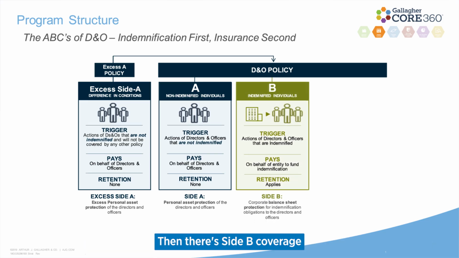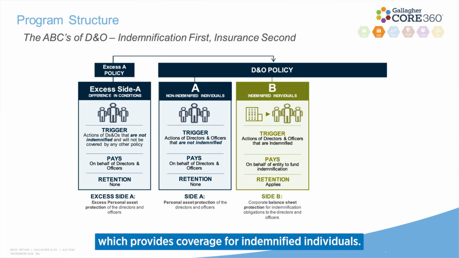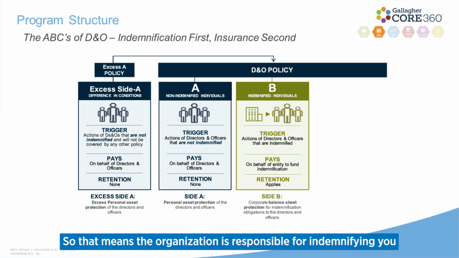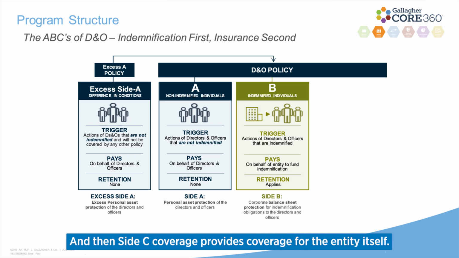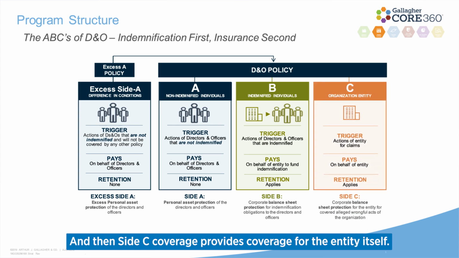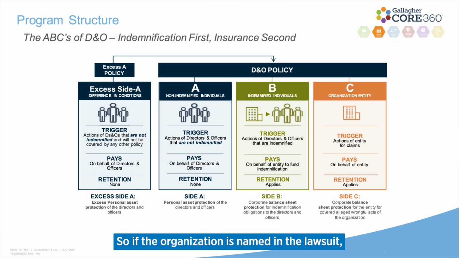Then there's Side B coverage, which provides coverage for indemnified individuals. So that means the organization is responsible for indemnifying you in the event of a claim, but the insurance basically reimburses the organization for those costs. So it helps protect the balance sheet of the organization. And then Side C coverage provides coverage for the entity itself. So if the organization is named in the lawsuit, this would cover the cost there and take it away from the organization's balance sheet.